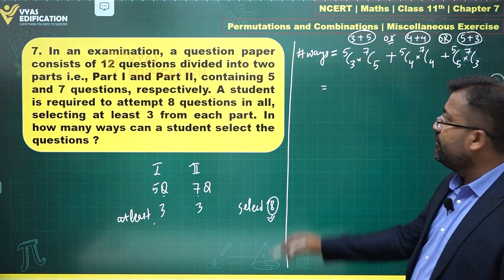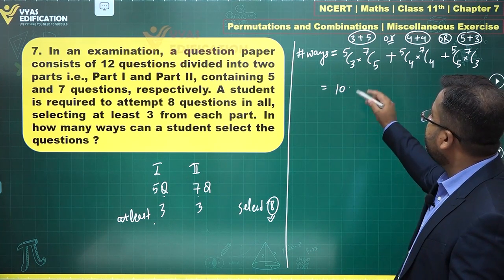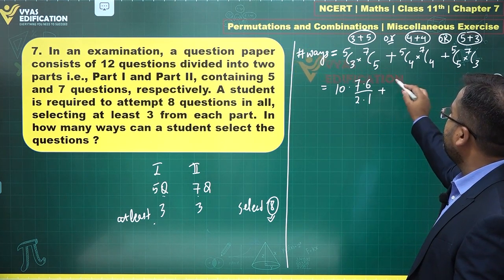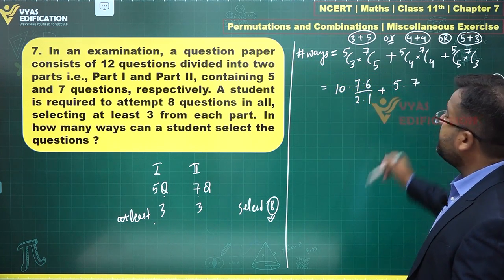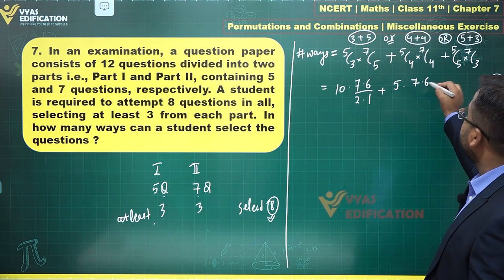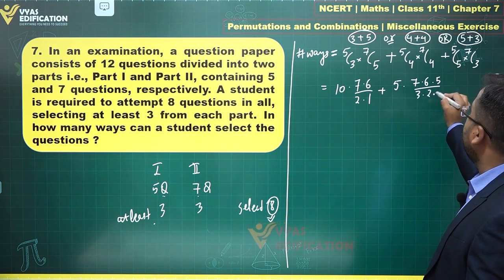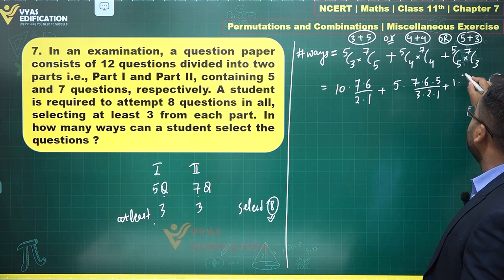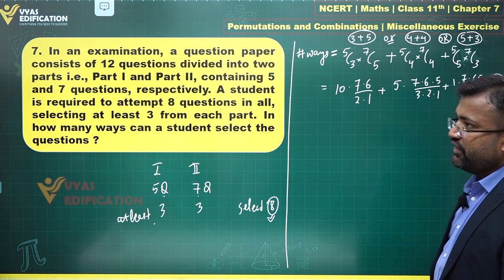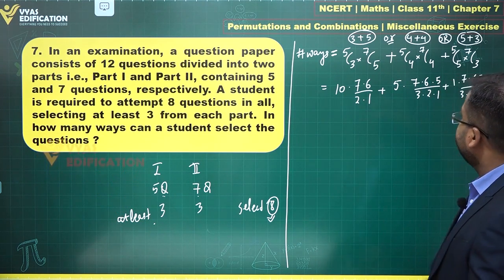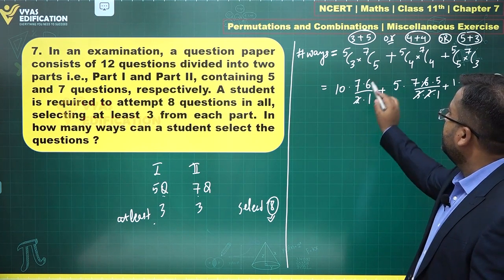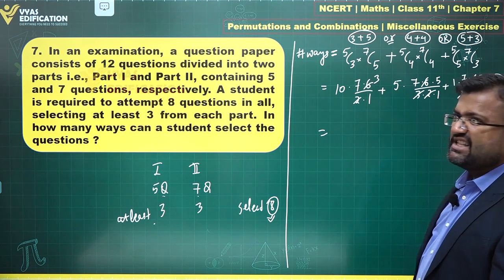5C3 is same as 5C2, which is 10. 7C5 is same as 7C2, which is 7 times 6 over 2 times 1, plus 5C4 is same as 5. 7C4 is same as 7C3. 7C3 is 7, 6, 5 over 3, 2, 1, plus this is 1 times 7C3, 7, 6, 5 over 3, 2, 1. This is what we have, right? Is that okay? Yes. 6 is gone, 3 times 2, 6 is gone, and this is 3. So 7 times 3 is 21.